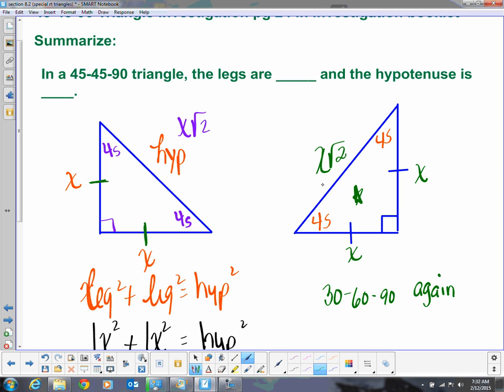All we're doing is filling in x and x square root 2, 45 as well as x. Okay? So are you all with me? Yeah, label the 45, 45.